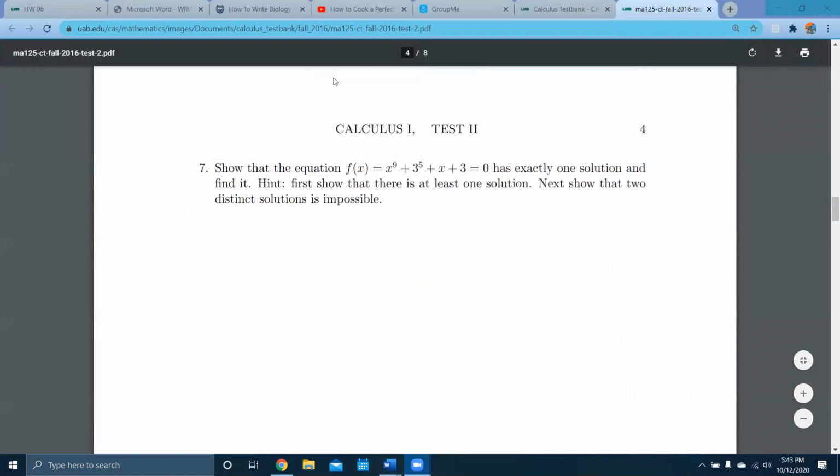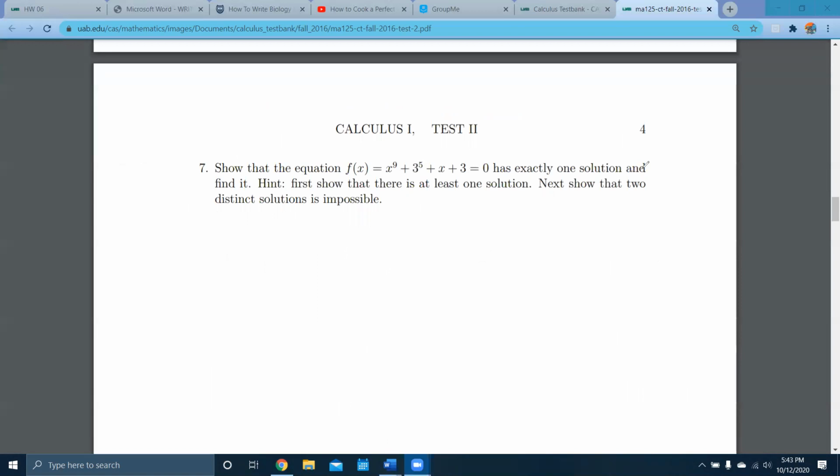Show that the equation has exactly one solution and how to find it. Oh, this is by IVT, which it's been a minute since I've been in Cal 1, but I'm almost certain that's the intermediate value theorem. Is that what it is?